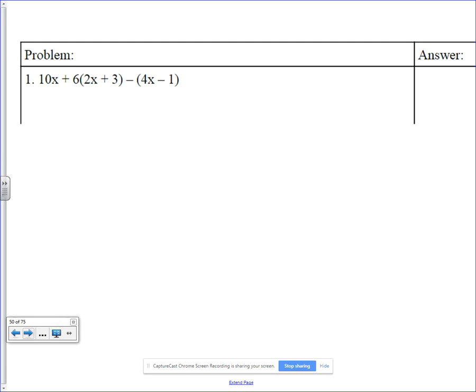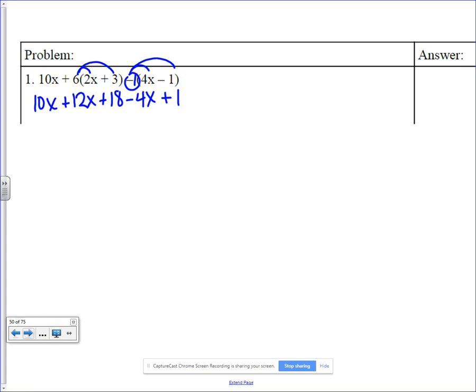Distribute. So I'm going to drop down the 10x, and folks, I want you to show all of your work here. Tell me, what is 6 times 2x? And it should be a plus. What is 6 times that 3? Now, what am I distributing to the second set of parentheses? A -1. So I'm going to put the 1 in there, and I'm going to show that I'm distributing that. What is -1 times 4x? Good. What is -1 times -1? +1. I will warn you, please be careful with your negative symbols.